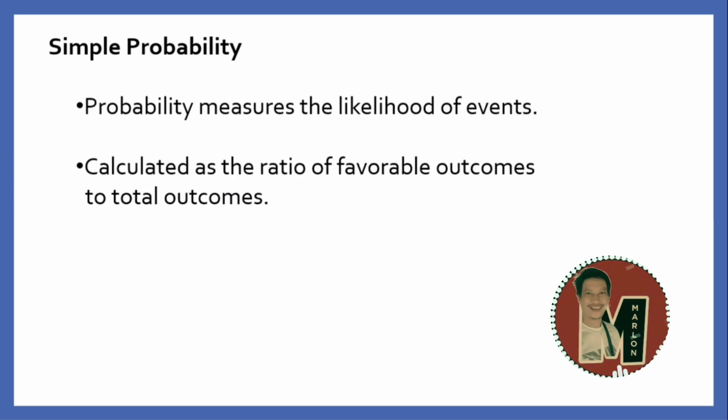It is calculated as the ratio of favorable outcomes to the total outcomes. Probability is calculated by dividing the number of favorable outcomes by the total number of possible outcomes. For example, if a deck of cards contains 52 cards and 4 are aces, the probability of drawing an ace is 4/52 or 1/13.